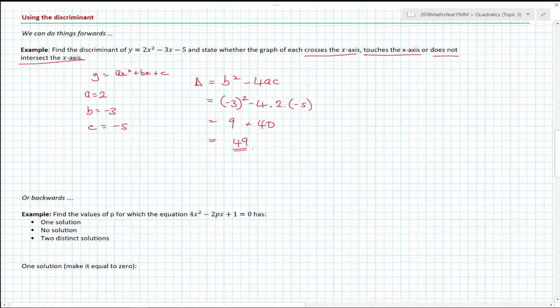The actual value means nothing. We are looking for three cases. We are looking for my discriminant to be greater than 0, my discriminant to be equal to 0, or my discriminant to be less than 0. And in this situation, because it's greater than 0, we now know there are two solutions. And that's literally the excitement about the discriminant. So I would now be looking at finding those two solutions. This 49 does not give me any information about the actual solutions. It just tells me there are two of them.